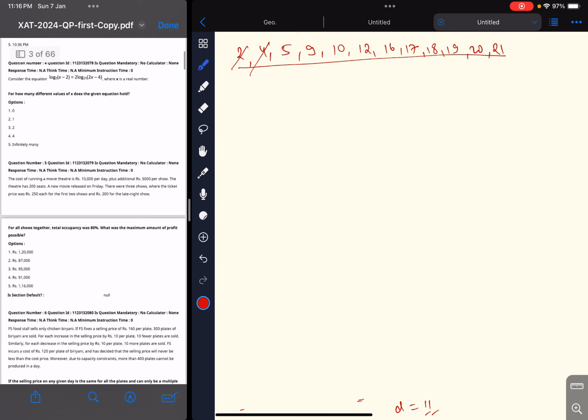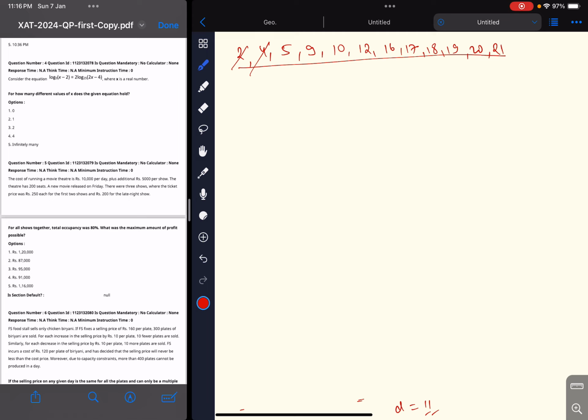Now coming to 5. This is a good one. This was also a good one. Okay, the question is, the cost of running a movie theater is 10,000 per day plus an additional 5,000 per show. The theater has 200 seats. A new movie was released on Friday. There were 3 shows where the tickets were priced 250 for the first show and 200 seats. Okay, what is the maximum profit?